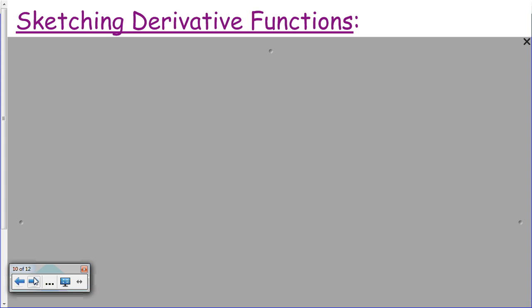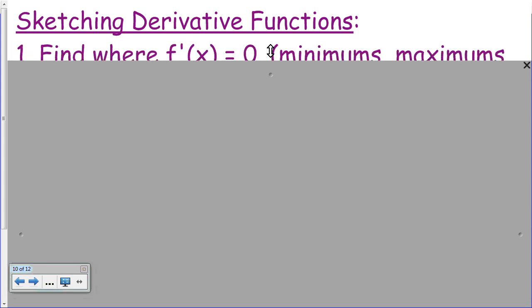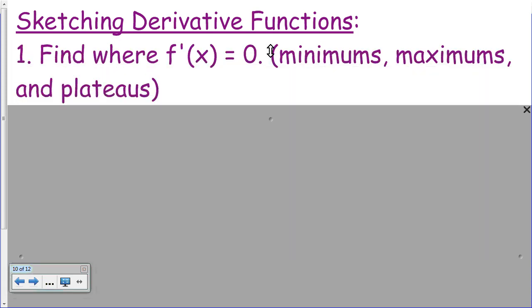And I want to go through the steps of how we do that and then go through a couple of examples here with you. So the first thing that we do is this. On our function f of x, we have to find out where f prime of x is equal to 0. That is, we need to find where the slope is 0.